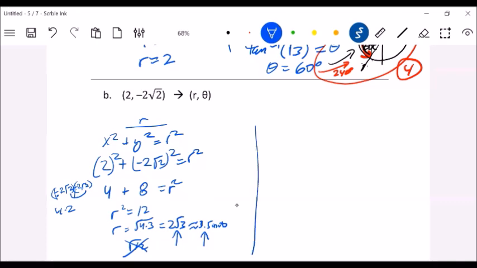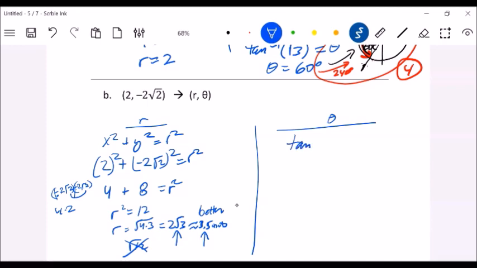Okay, this one is better because it helps you more closely identify the place where it is. When you say 2 times square root of 3, people don't know what that number actually is close to. When you say about 3.5, then that makes a lot more sense to people. All right, now let's find theta.